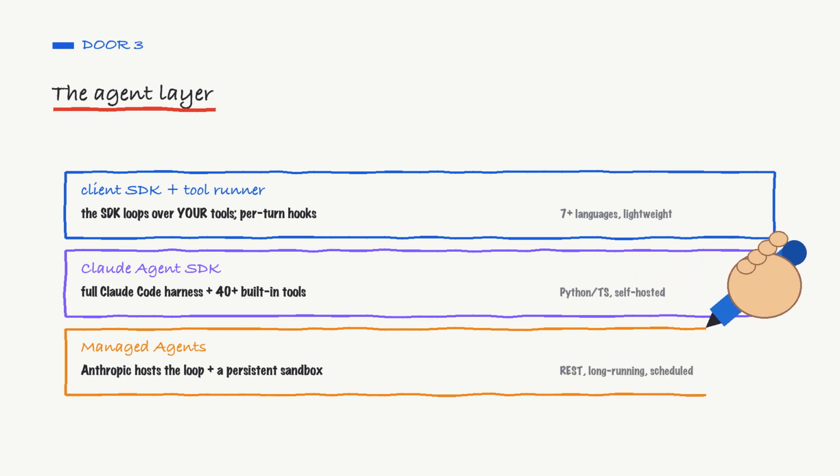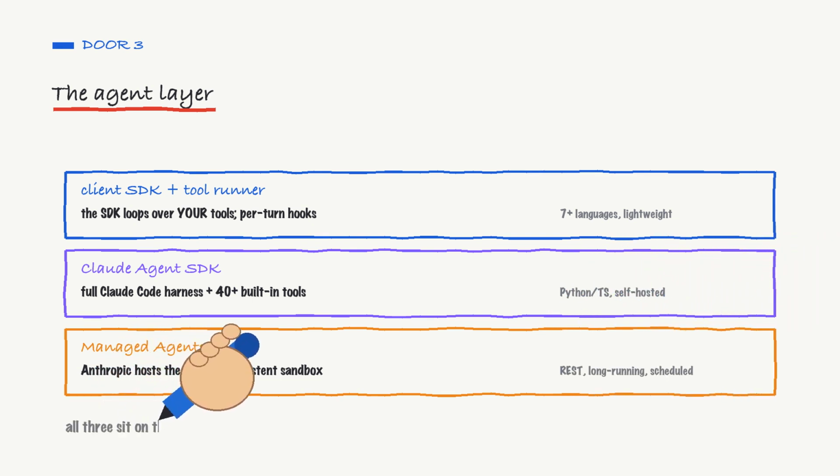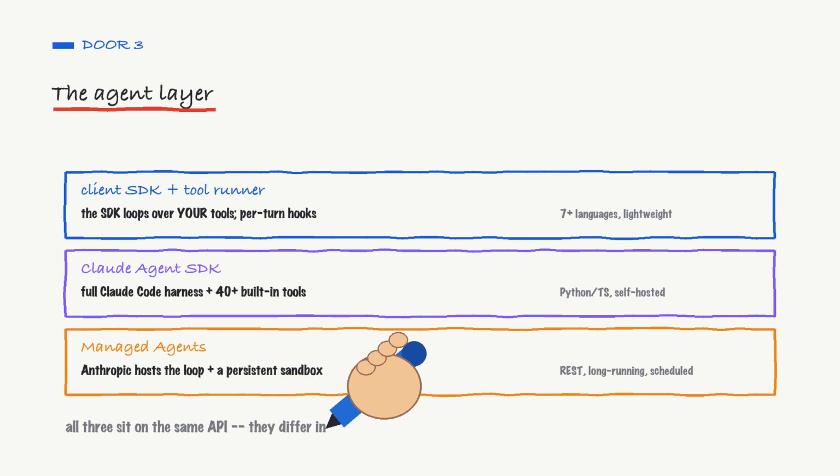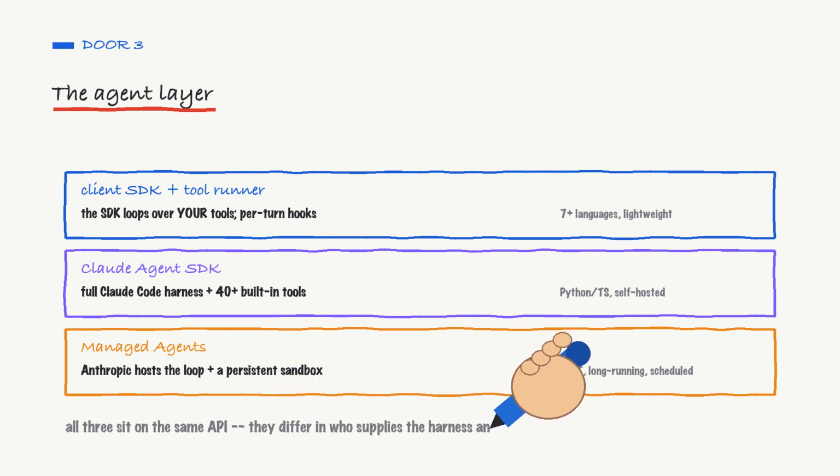The Claude Agent SDK, the full Claude Code harness as a library, 40+ built-in tools, subagents, hooks, sessions, Python and TypeScript, self-hosted, I made a full video on it, and managed agents. Anthropic hosts the loop and a persistent sandbox, driven over REST, built for long-running and scheduled work. The difference is who supplies the harness and who hosts it.